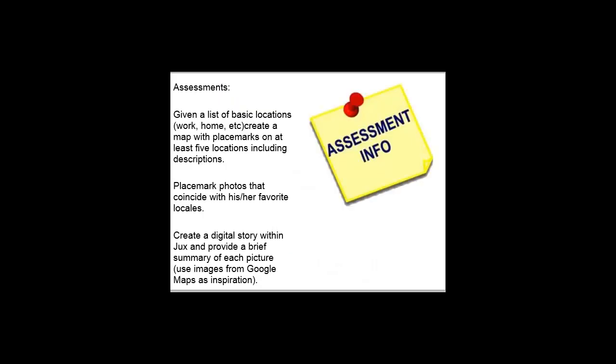Our assessments, given a list of basic locations that can be work, home, your favorite restaurant or vacation spot, will be to create a map with place marks on at least 5 locations that also include descriptions. Secondly, will be to place mark photos that coincide with his or her favorite locales. And thirdly, will be to create the digital story within Jux and provide a brief summary of each picture. Be sure to use images from Google Maps as the inspiration.